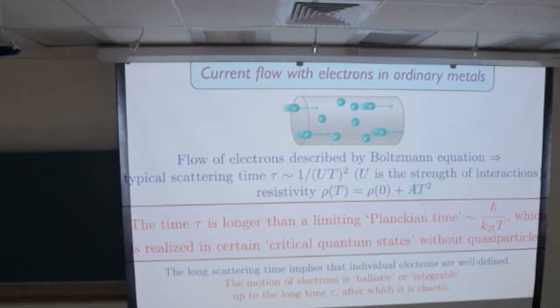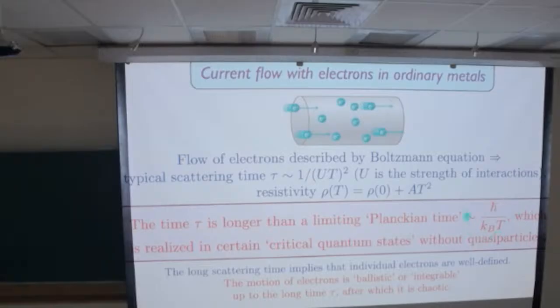Okay. So you can ask, well, let me just crank up the interactions. Maybe this theory is going to break down. And so that was the kind of question I asked in this book, and argued that there's a limiting time, which is now called the Planckian time, because the only things that appear here are Planck's constant and temperature. kB is just an artificial unit because you measure temperatures in units of degrees Kelvin.